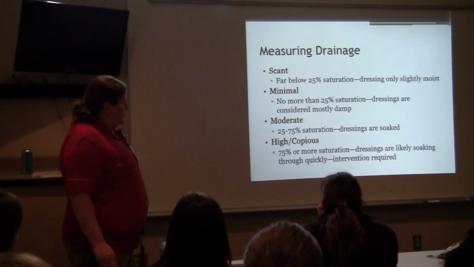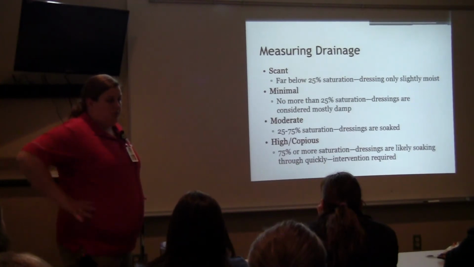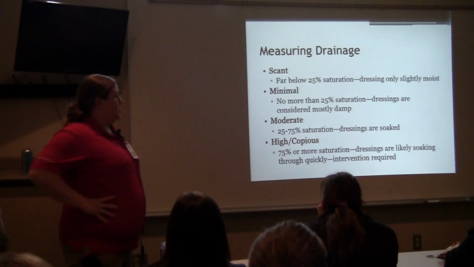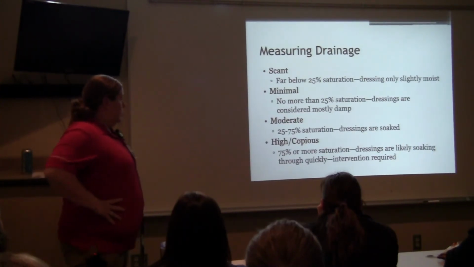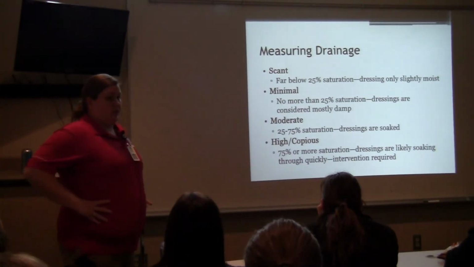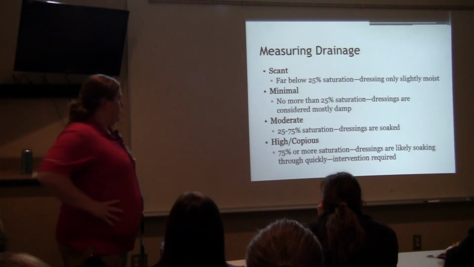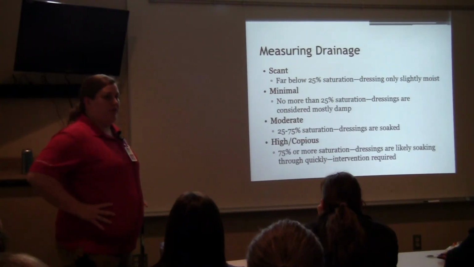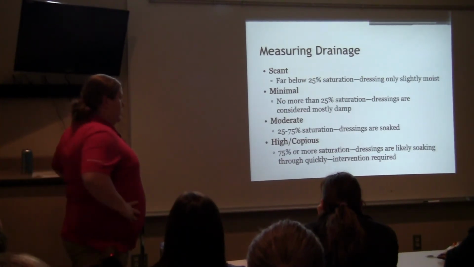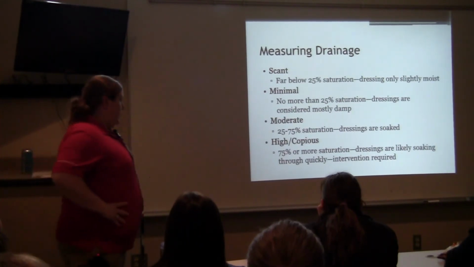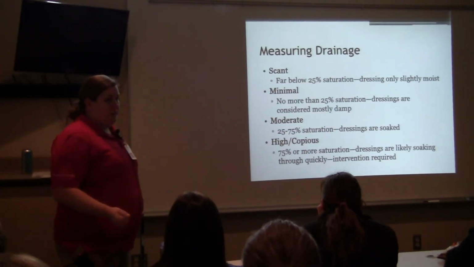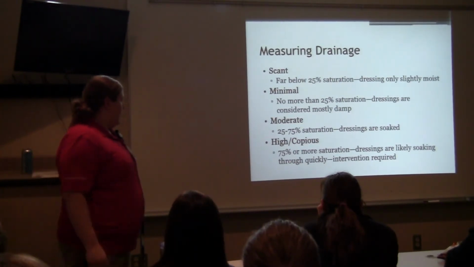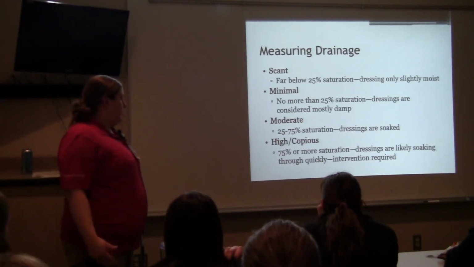Scant means that there's barely anything on your dressing, much below 25%. So if your dressing is just barely moist, you're going to call that scant. Minimal is no more than 25% saturation. So if your dressing is damp but not saturated, you can't wring it out, you're going to probably call that minimal. Moderate would be 25 to 75%. That means that basically your dressing is soaked, it feels heavy, you might be able to wring it out a little bit. But high or copious drainage is going to be 75% or more.